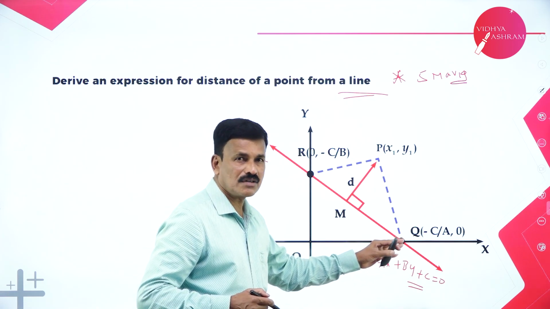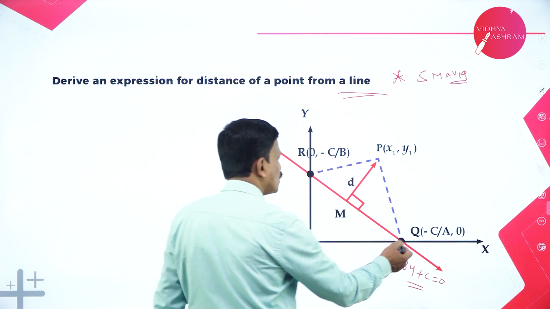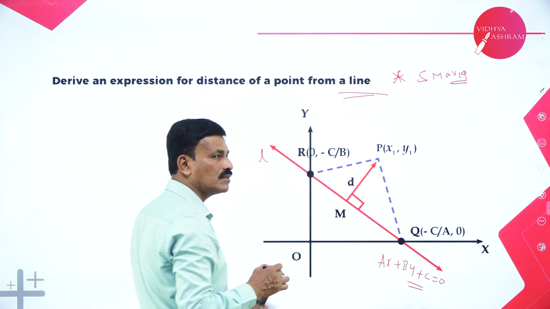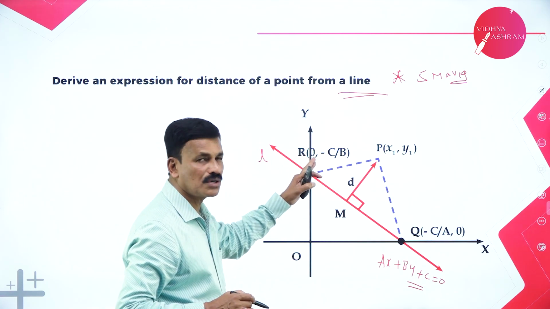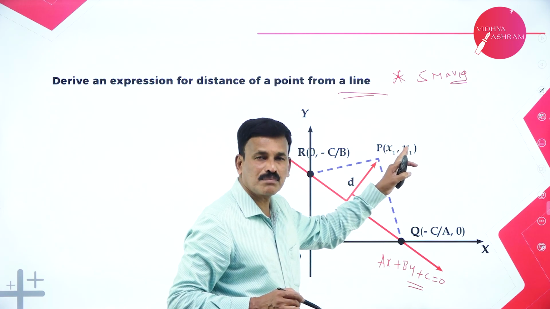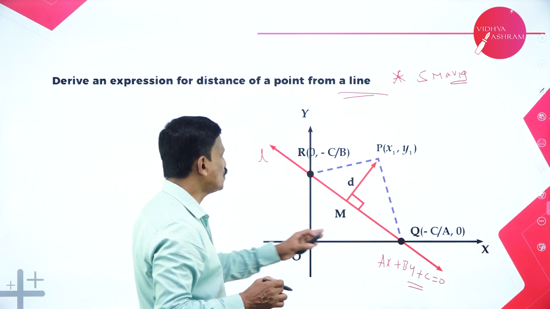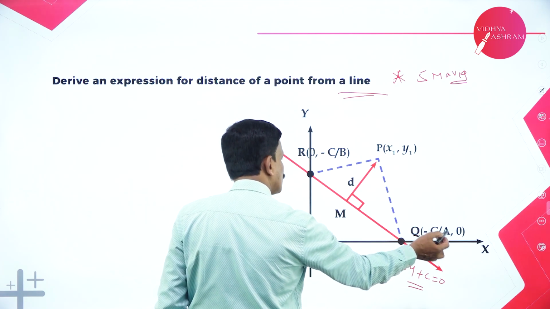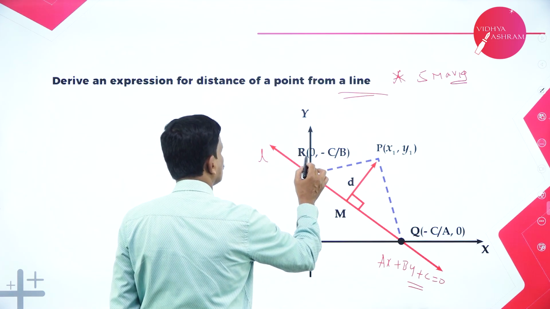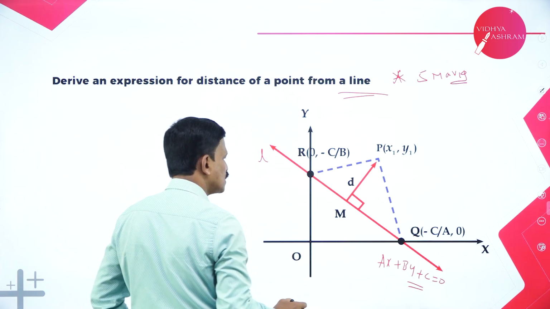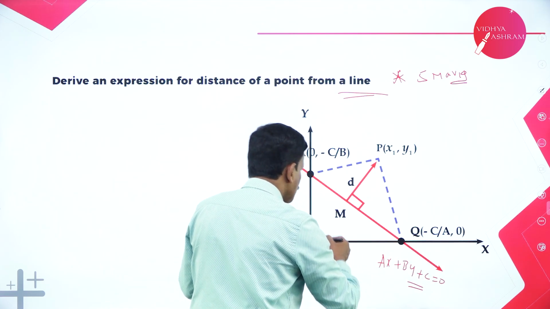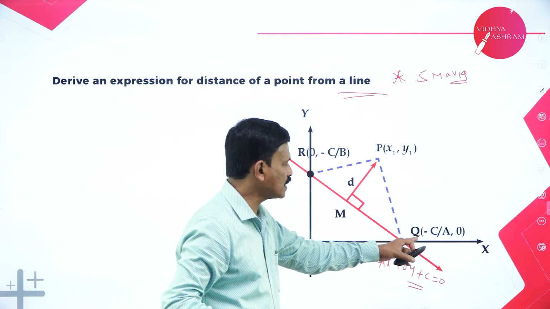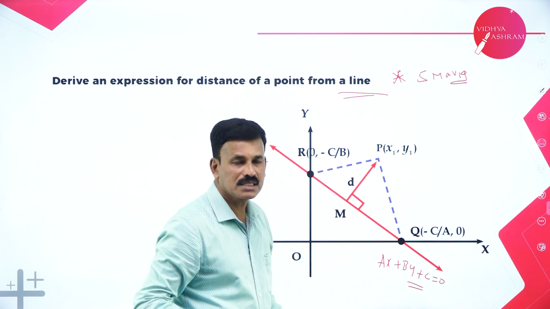Now the coordinates of the points Q and R: the coordinates of Q are (-c/a, 0) and the coordinates of R are (0, -c/b). Here y is equal to 0, and here x is equal to 0. If you put x = 0 and y = 0, you get the points (-c/a, 0) and (0, -c/b).